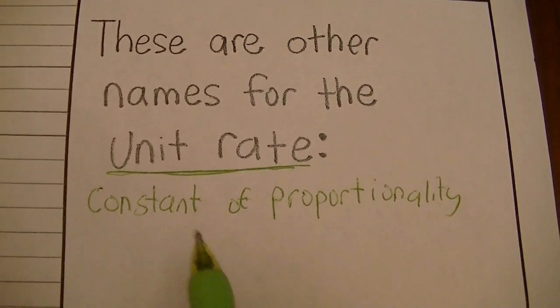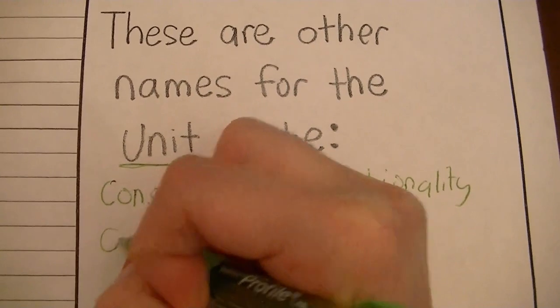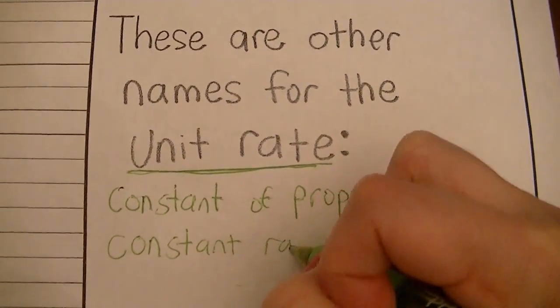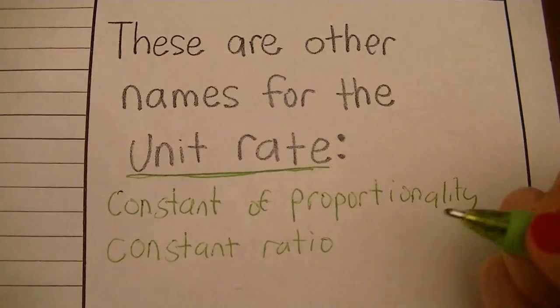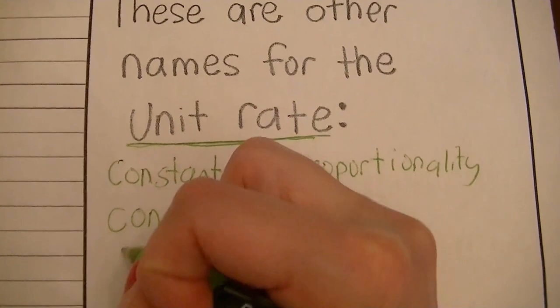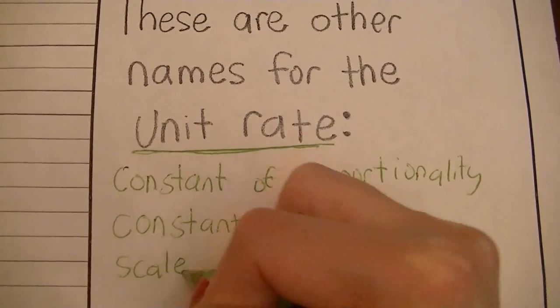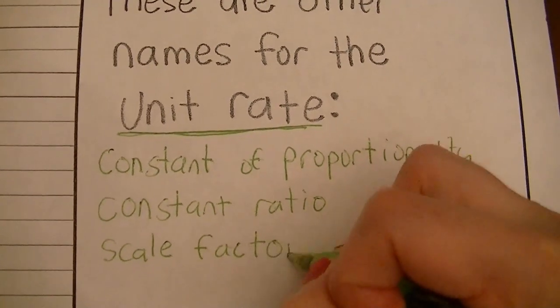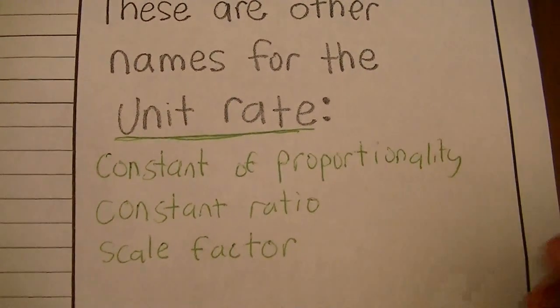They're interchangeable, okay? They've also used the word constant ratio. So if they tell you to find the constant ratio, that means just find the unit rate, okay? Scale factor is another word that means unit rate, and it's typically more used in geometry settings, but scale factor is the unit rate, okay?